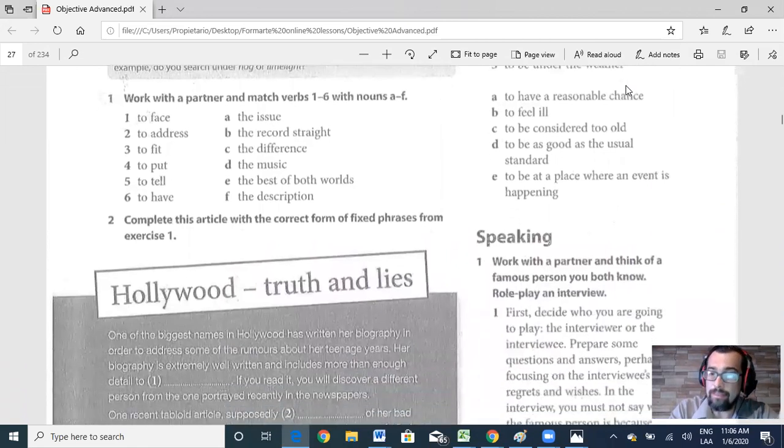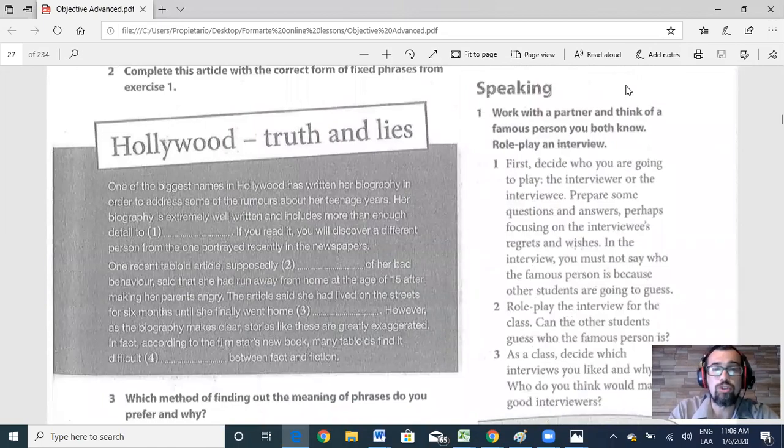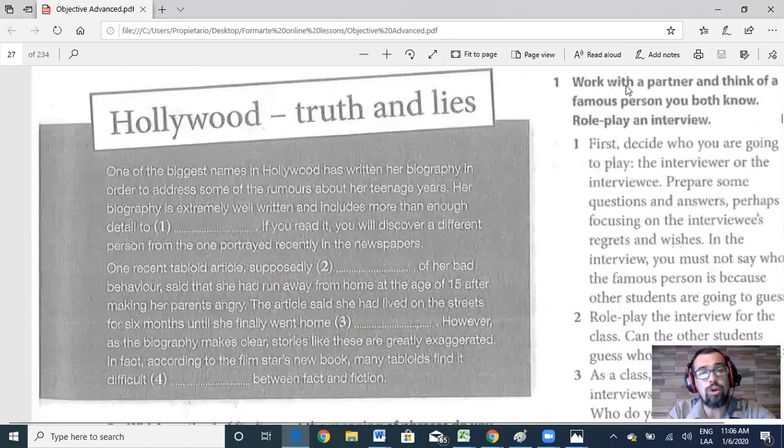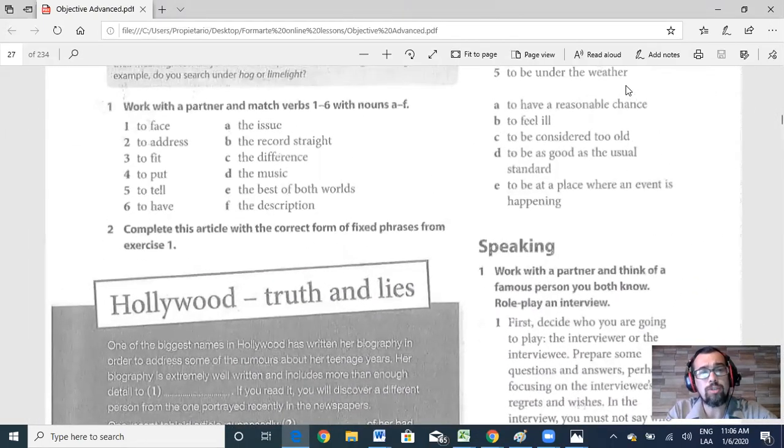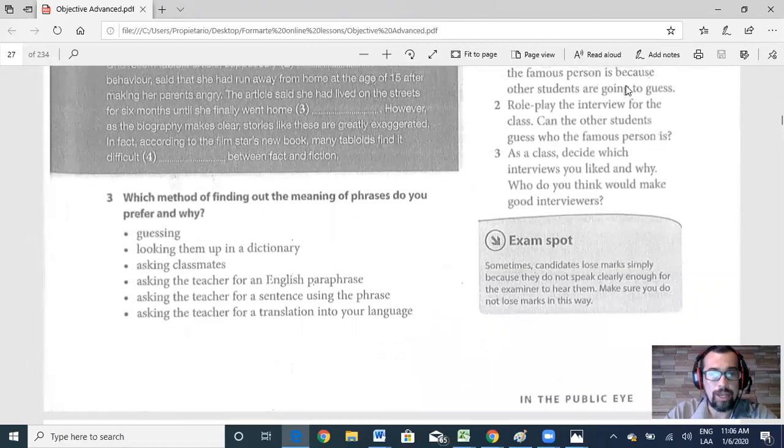And once you have the meaning of these expressions, I want you to do this part where it says Hollywood, truth and lies, and use these expressions over here. Try to use those expressions in those gaps, because it's very important for you to be able to understand how this works, okay?